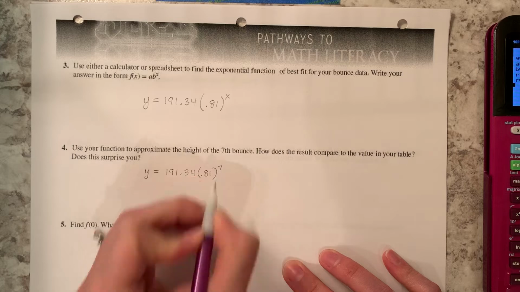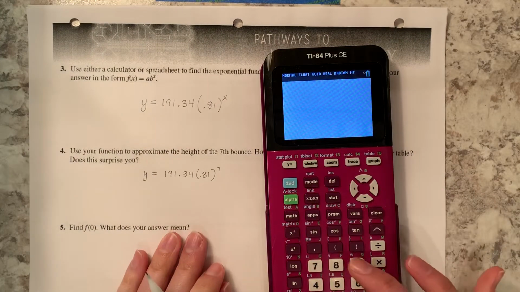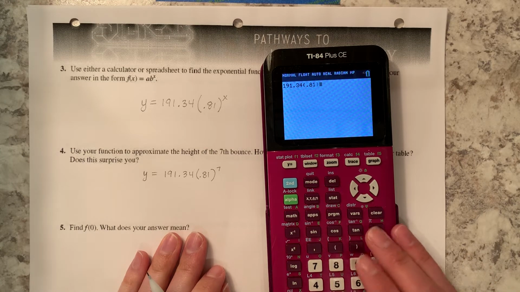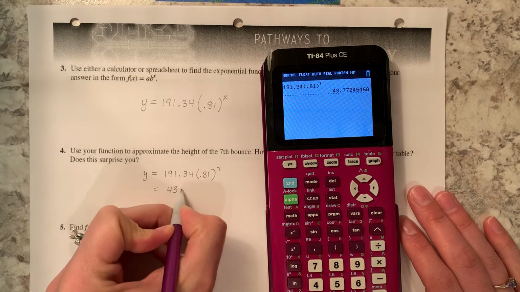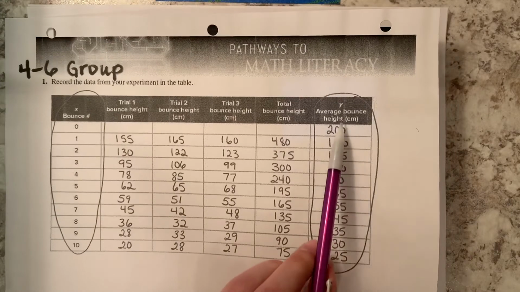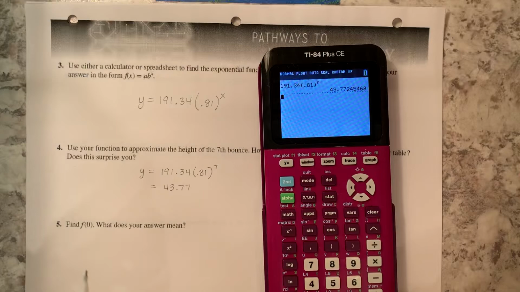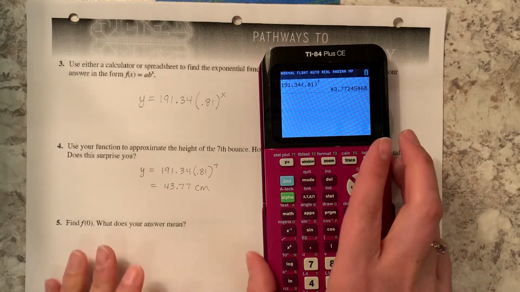When x is 7, we're going to put 7 in for x. So I'm going to do 191.34 parentheses 0.81 to the 7th power, and I get 43.77. Now I have to refer back to my table here. The y value is in terms of centimeters because that's the height of the ball after the 7th bounce. So I'm going to put centimeters, okay?